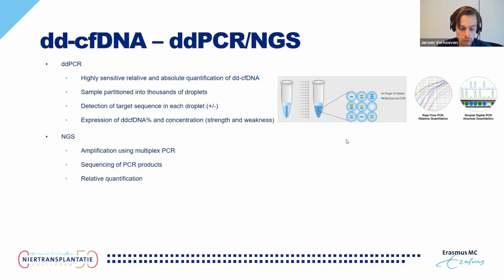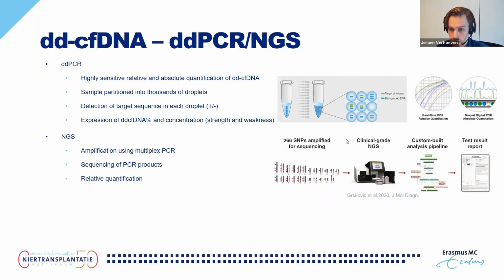Another way to quantify donor-derived cell-free DNA is, of course, with NGS, as I told you. With NGS, cell-free DNA is amplified using a multiplex PCR with a certain number of SNPs. And after that, the sample is sequenced with next-generation sequencing.